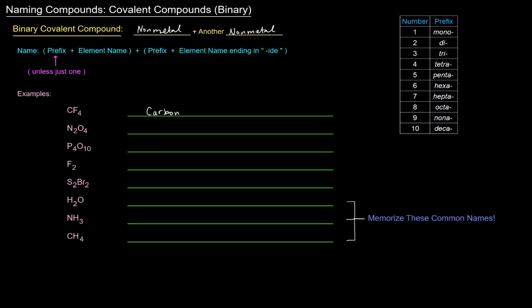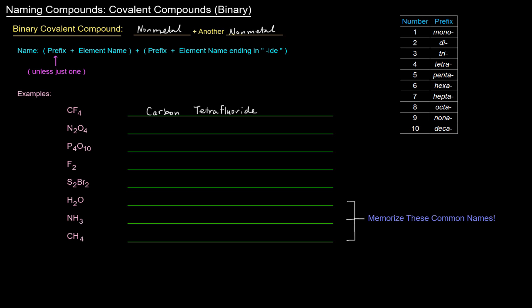And then I'm going to follow that with a prefix indicating the number of the next element. So in this case, I have 4 fluorines, so the prefix is tetra. So carbon, tetra. And then I have the element name ending in "ide." So fluorine would be fluoride. So this would be carbon tetrafluoride, and that would be for that.